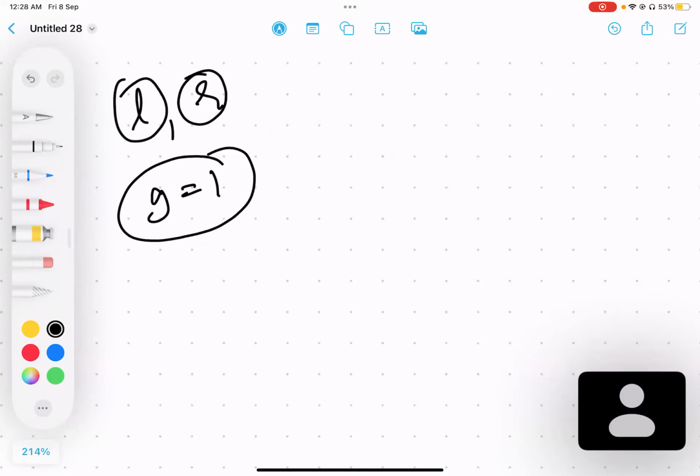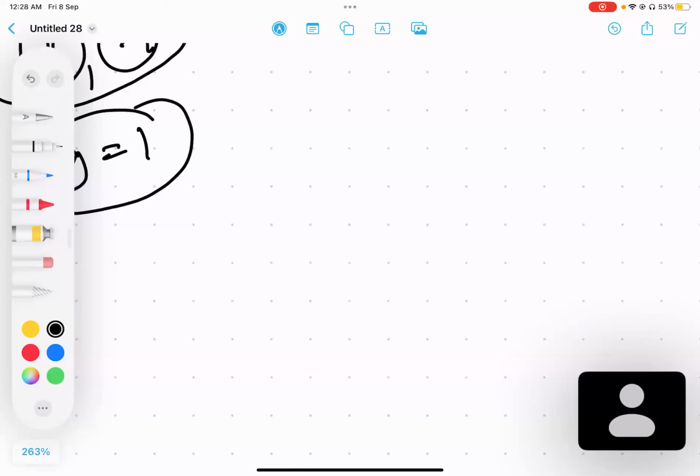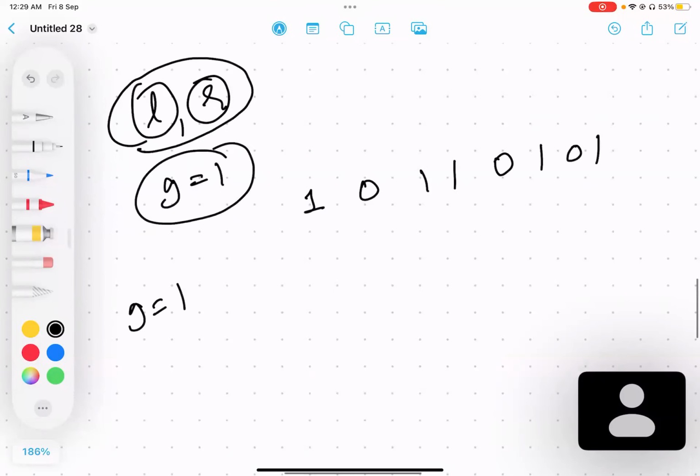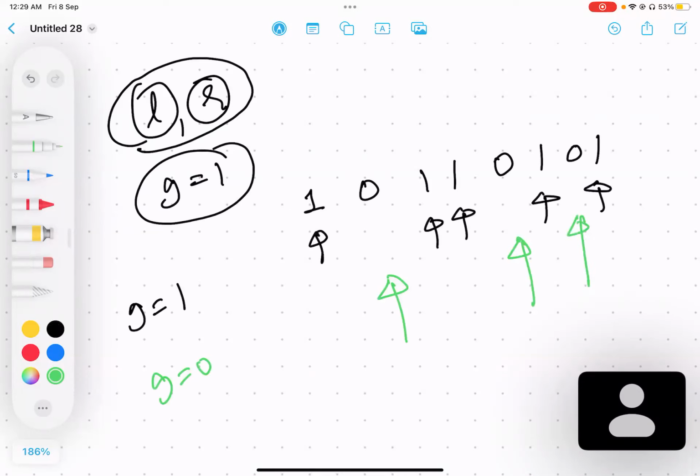Let's say we didn't have any query of type L comma R to flip. In that case, what do we actually need to return? Let's say you have 1 0 1 1 0 1 0 1, and if they give G equal to 1, we need to return the XOR of the elements at these indexes. And if they give G equal to 0, then we need to return the XOR of values corresponding to these indexes, right?